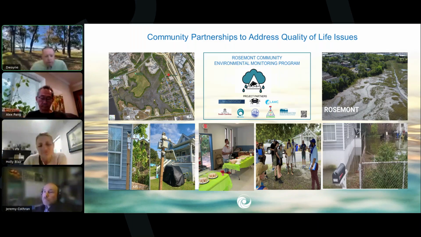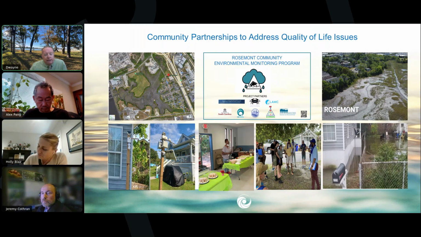The community comes together and self-identifies what are the issues of concern. And for the Rosemount community, it was not only the flooding, but also concerns with air quality that impact their quality of life. So the community came together and, working with partners and collaborators, established the Rosemount Community Environmental Monitoring and Reporting System.